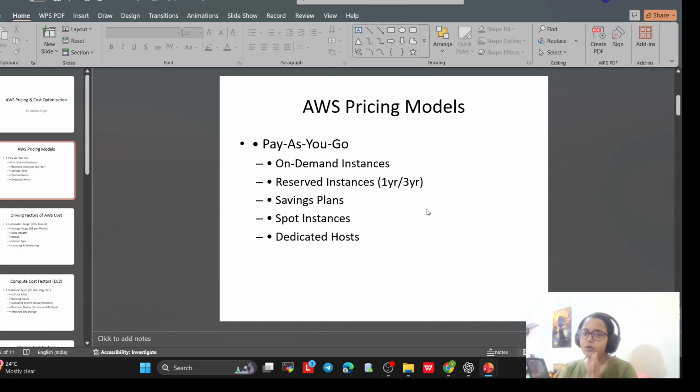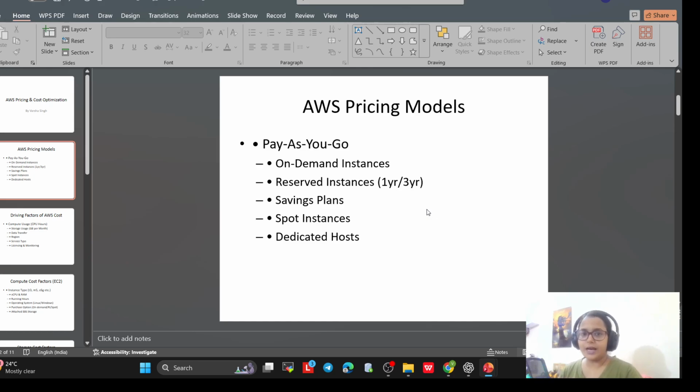So according to our requirement, for example, for logs, we choose a different kind of instance. For production, we will choose a different one. For dev, we will choose a different one. For pre-prod, we will choose a different one. So as per our requirement, we will choose the instance, and in this way, we can save the cost.